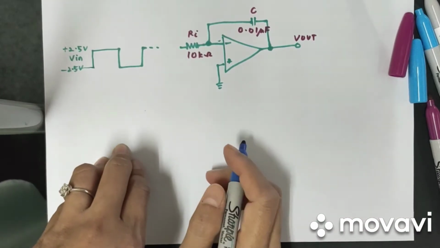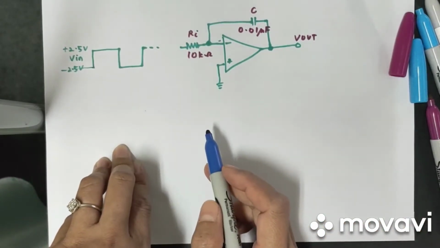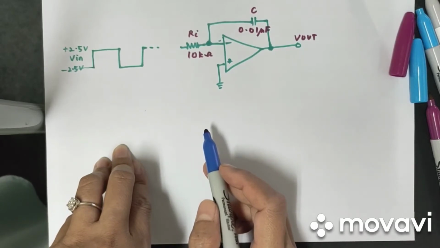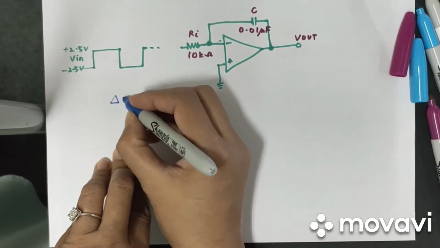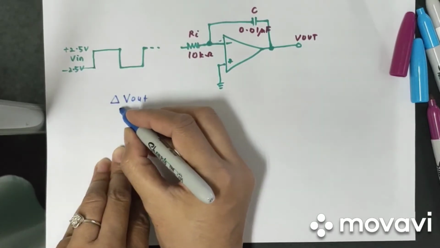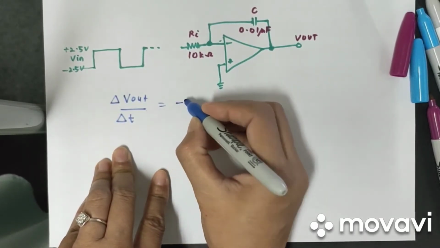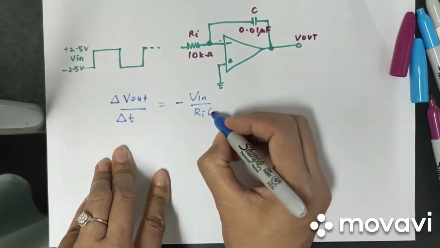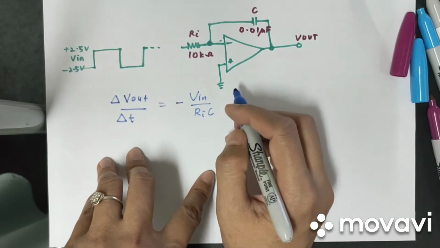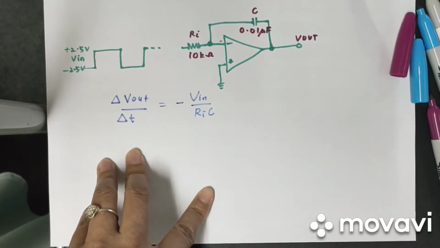Okay, we know that the formula for this kind of amplifier circuit, the formula to find the rate of change of the output voltage, is delta V out over delta T equals negative V in over R input times C. So this is the formula for the case of the op-amp integrator, which is the ideal integrator.